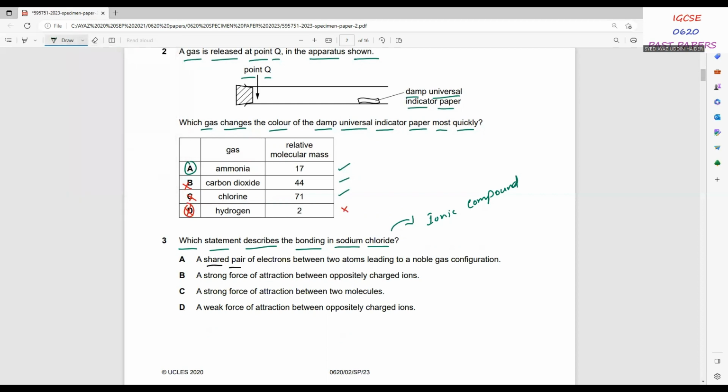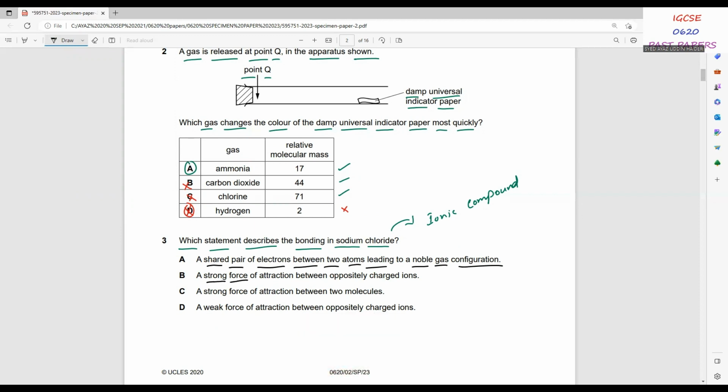A, a shared pair of electrons between two atoms, leading to a noble gas configuration. We don't have sharing between sodium and chlorine because sodium is a metal and chlorine is a non-metal, and ionic bonding does not involve any kind of sharing between two atoms.